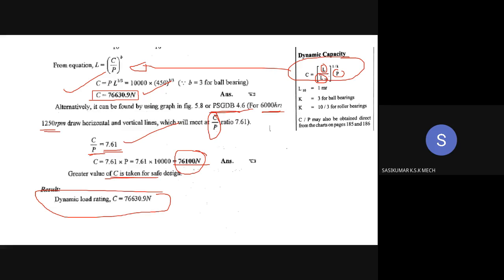So this is a simple problem and it is a big mark question also. The rolling bearing problems are very simple. You just have to select from the available bearings and then check whether it is a safe one or not. Okay, we'll continue in the next class. You can leave.